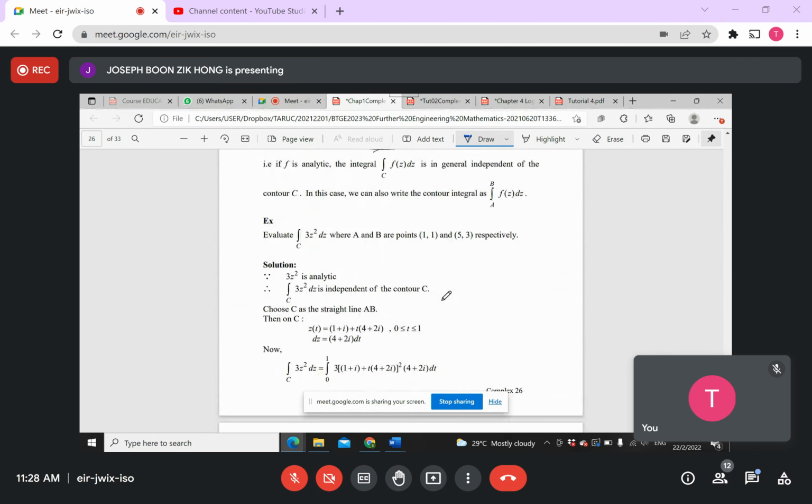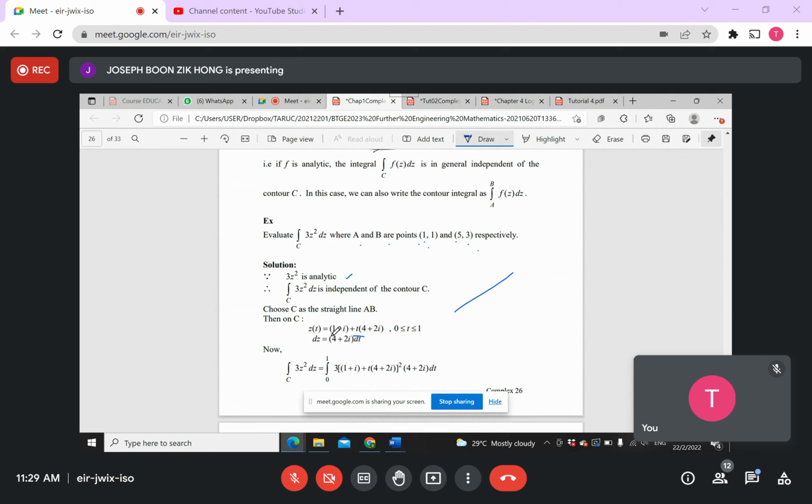So this one we try to evaluate. 3z squared from A to B, where the points are (1, 1) and (5, 3). So 3z squared is analytic. So no matter what path, as long as it's (1, 1) to (5, 3), you can go directly from (1, 1) into (5, 3). So what you do, you just take the x is what? 4t plus 1. So x is 4t plus 1. Why don't I see that? AB is a straight line. 1 plus i, how come?